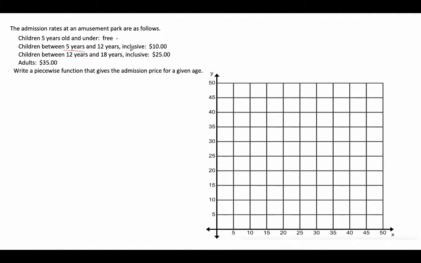Now, they use the word inclusive here. It should be like 5 and under, so we're going to go from 5 to 12, and we're going to include 12 on that, and then we're going to include 18 on that, and then we're going to go over 18. This is kind of broken down for elementary school students, middle school and high school students, and then adults. Write a piecewise function for cost.